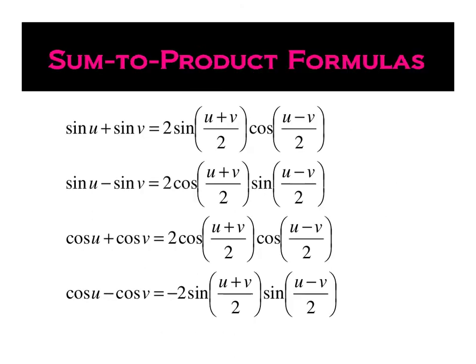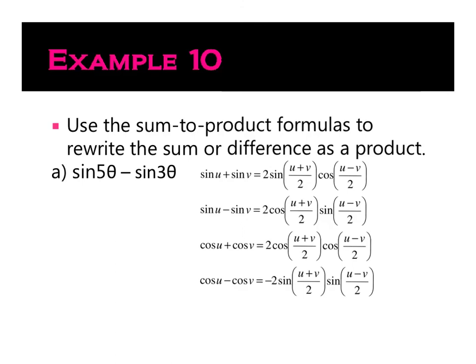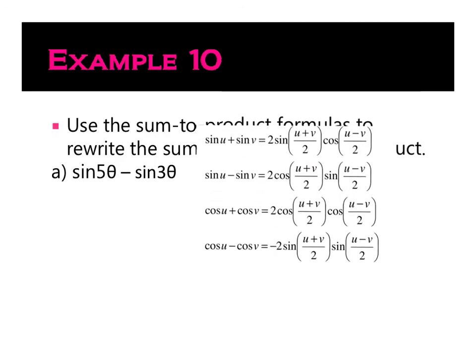All right, so something very similar is sum to product. So this time I'm going to go backwards. I want to take something where I'm adding two terms and combine it to a single term. So here's an example of that. We're going to use the sum to product formulas to rewrite the sum or difference as a product. And again, we want to be able to identify what is being used here. Well, sine of 5 theta minus sine of 3 theta, that's very similar to this one. So this is the formula that I want to use in this example.